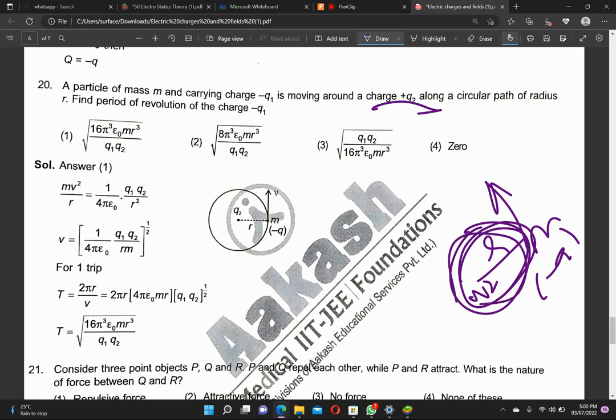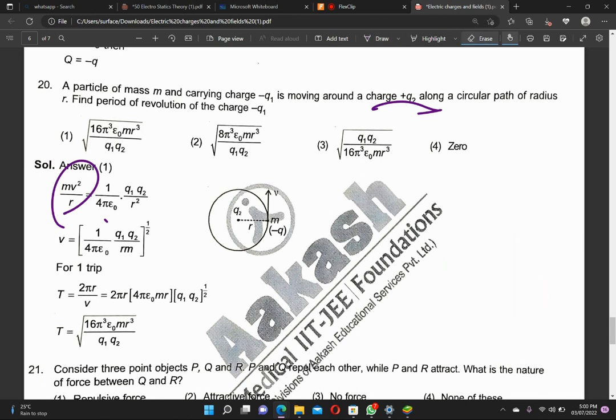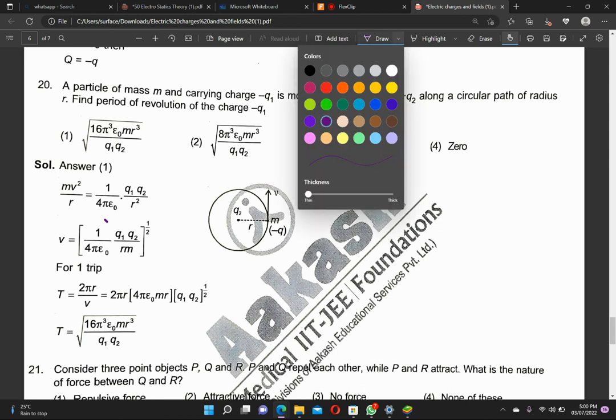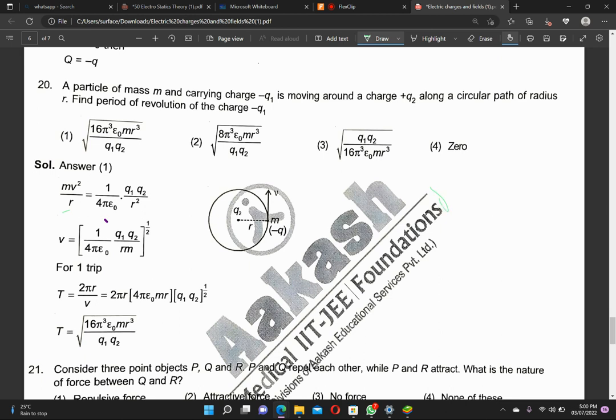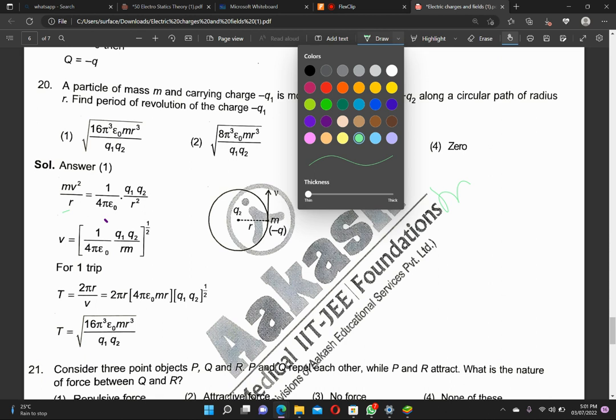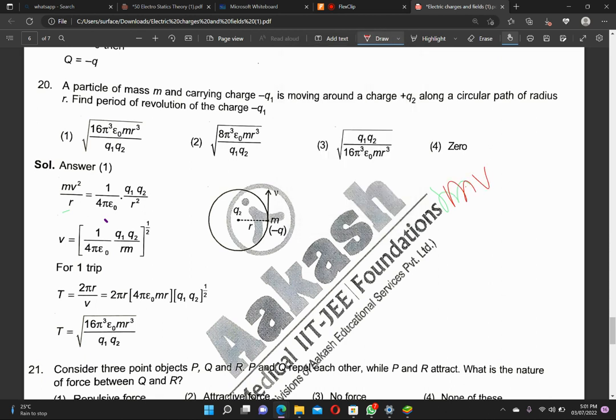So for the circle we know that it is mv square by r, right? So then k's value is 1 by 4 pi epsilon naught q1 q2 by r square. What they did here is just math, it's very easy for math students. So let me make the thickness thinner and explain here. So mv square by r, you cannot see it if I do it this way. Let me choose one color. Okay. So mv square by r equals 1 by 4 pi epsilon naught.